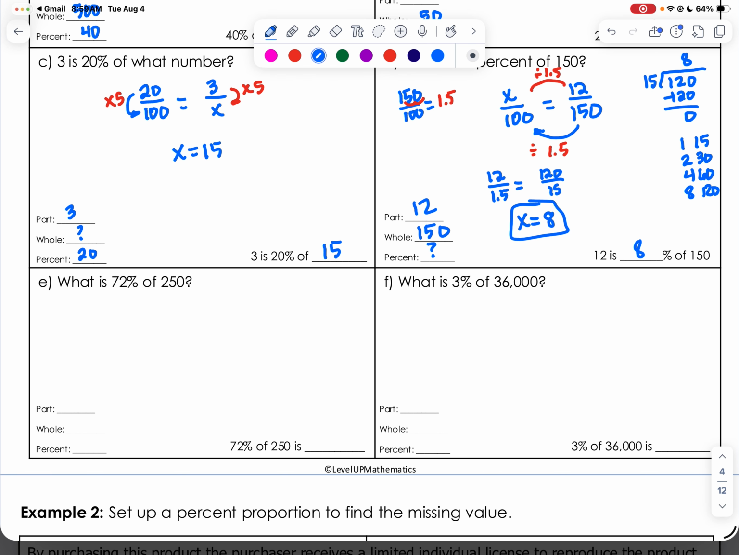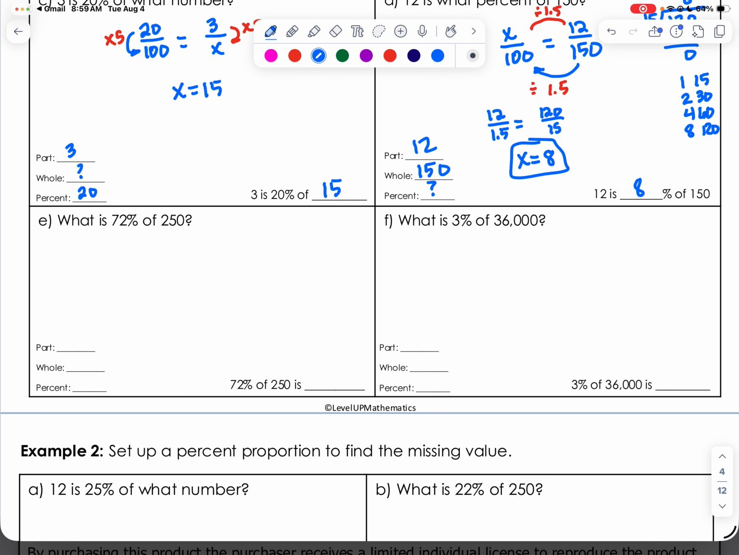All right, E. What is 72% of 250? So I know my whole is 250. I know my percent is 72%. I do not know the part. So 72 over 100 equals x over 250. All right. So I want to know, what do I have to scale by to get from 72 to my unknown? So I'm going to have to ask myself, what am I scaling 100 by to get to 250?